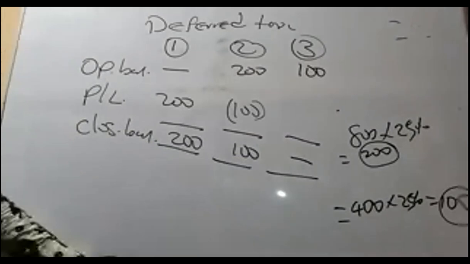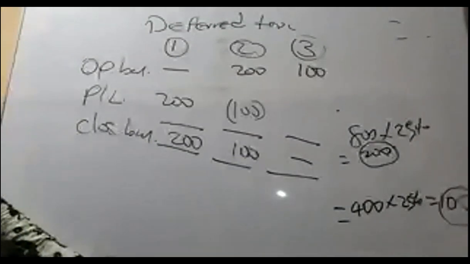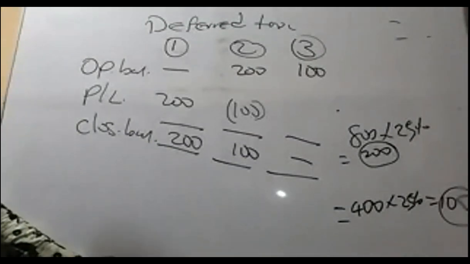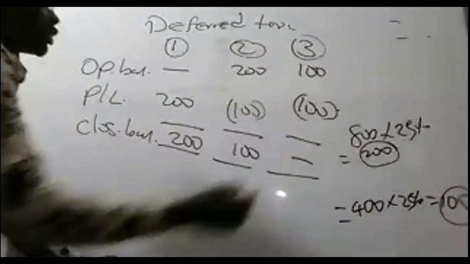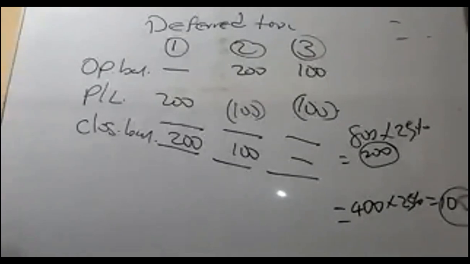Then you find the movement. Here becomes 100. And yes, nil. And then you are done. So that's how the account will be prepared. So this one goes to the P&L as the deferred tax movement. These ones are non-current liability.